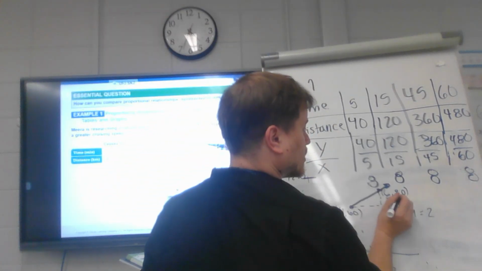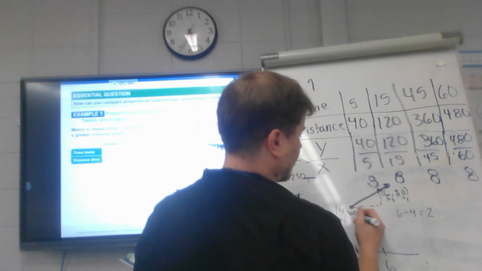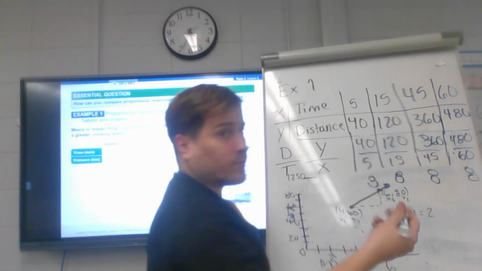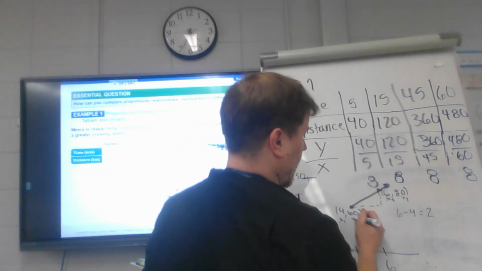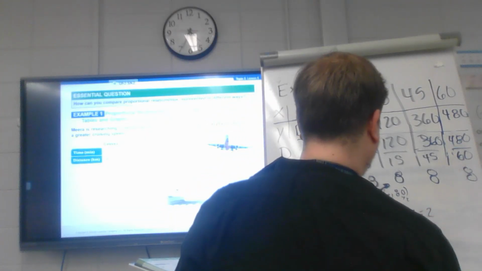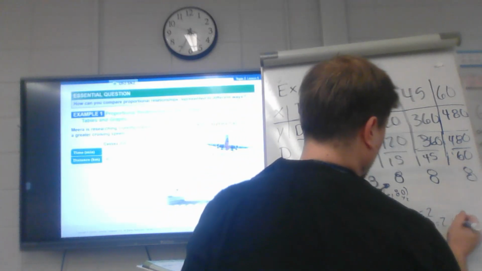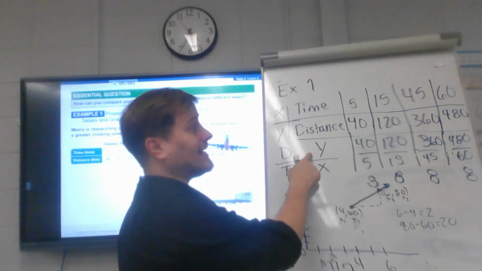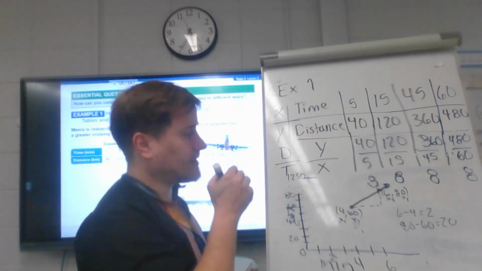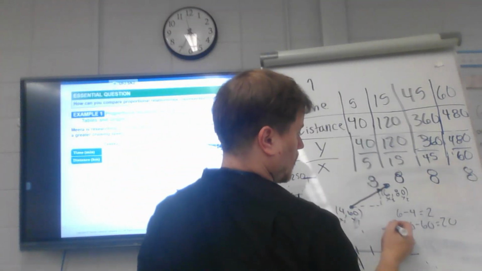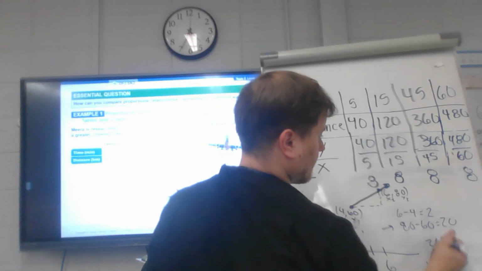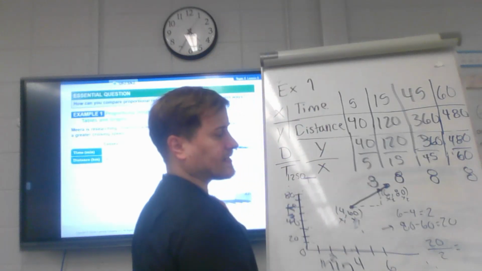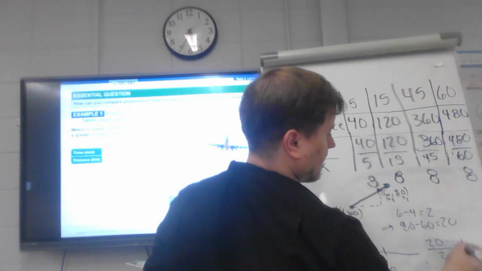Now we're going to figure out our change in our y's. Well, that's also pretty easy. All we have to do is we have to do our second y, which is 80, subtract our first y, which is 60, and we'll get 80 minus 60 equals 20. Now, all we have to do is divide them. But remember, it's y divided by x. So we'll want to do our y, the second one, so 20, divided by 2, which is your x. And we'll end up with 10.